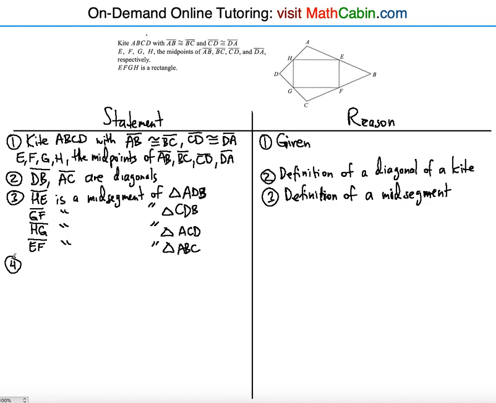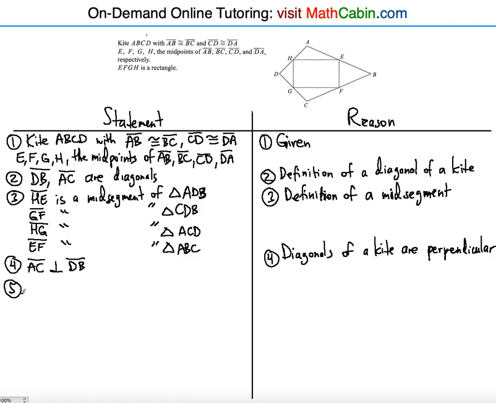Now the fourth statement is to realize that AC is perpendicular to DB, and that's a fact that you should know. We're talking about the diagonals of a kite. They must be perpendicular. That's a property of a kite. So we can say diagonals of a kite are perpendicular. This is a property of a kite: its diagonals must be perpendicular.